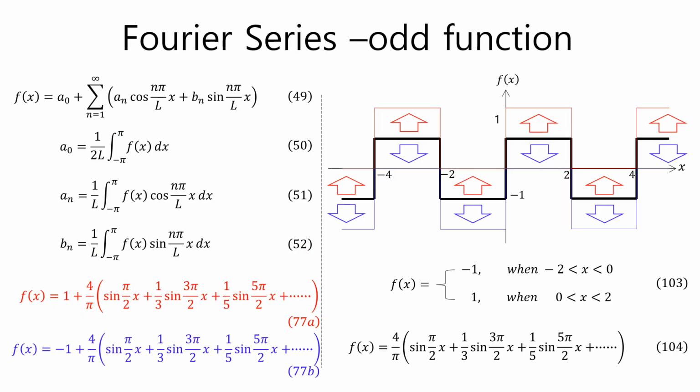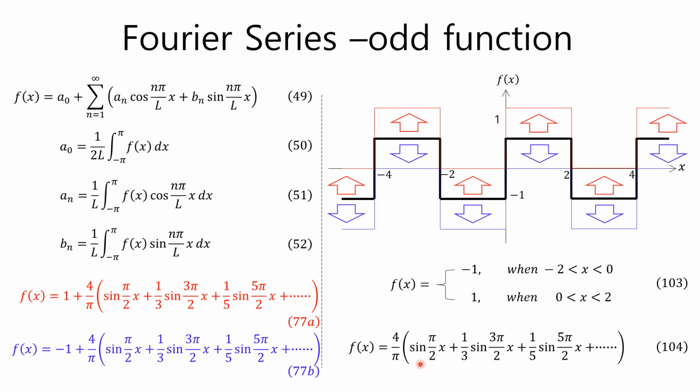This time, we will learn about odd functions. A square waveform with the conditions in equation 103 can be represented by the black graph in the upper right figure. This square waveform has 0 mean value, is point symmetric about the origin, and can be written as a Fourier series in equation 104.